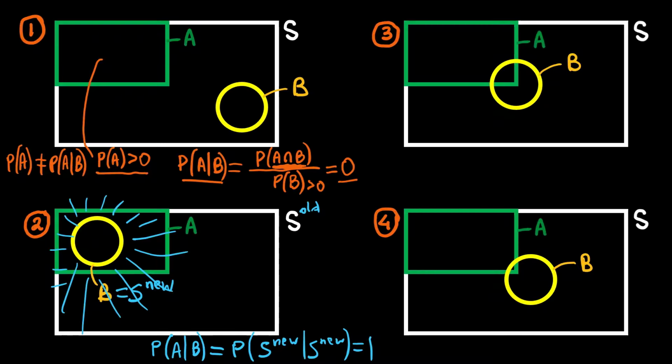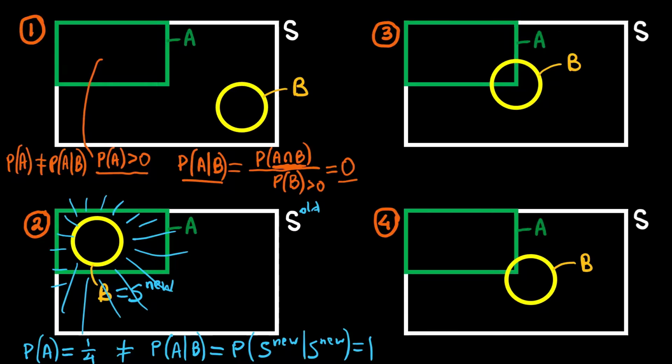Okay, and we can tell from the way that I've drawn this that I've drawn the rectangle A to take up 1/4 of the area of the entire sample space. So the probability of A is 1/4, and that's definitely not equal to the probability of A given B, which is 1. Therefore, in scenario 2, A and B are also not independent, so they are dependent.